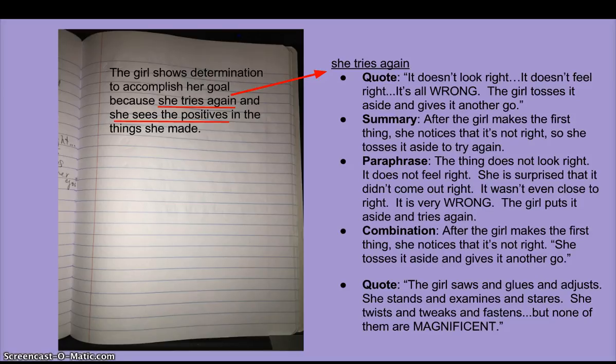Notice again, I used the ellipses to redact the information because that paragraph was really long, but I think this quote also proves that she tries again and again because she tried all these different methods to make it right. Oof, there's a lot in this story to prove her determination, to prove that she tries again and again.